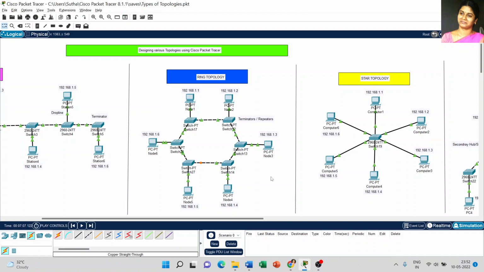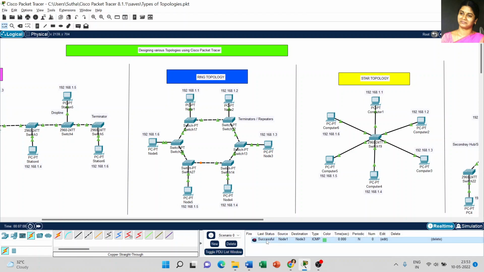Okay. Now I will show you how the data is transferred. I am going to place a message from node 1 to node 3. It shows that it's in progress. Okay, now it's successful. Now I try to send one more message from node 6 to node 2. Okay, it's again successful. Here the orange color mark means it's not yet configured.